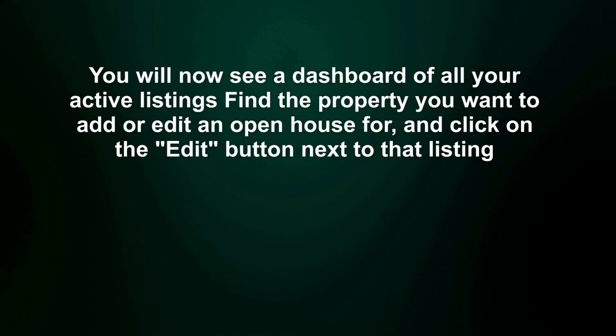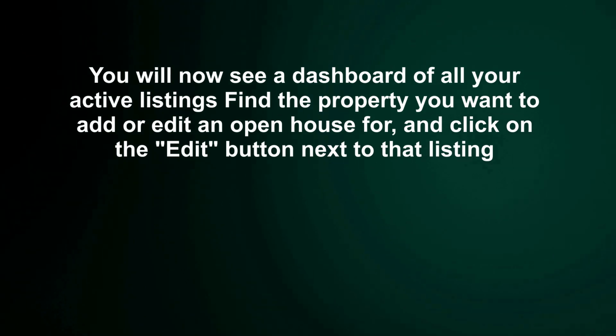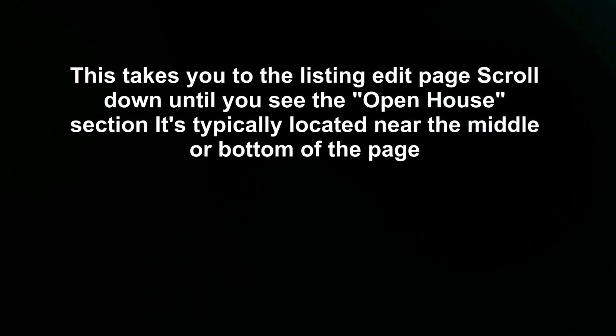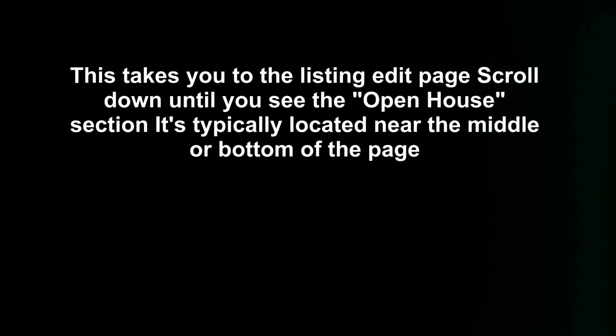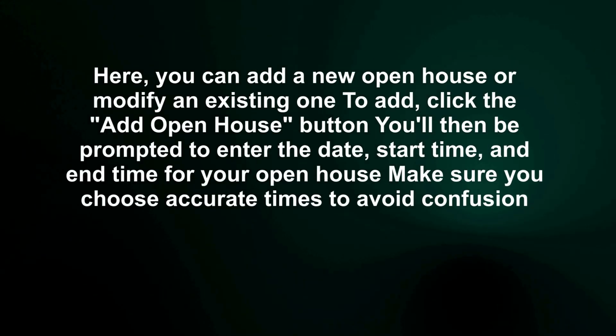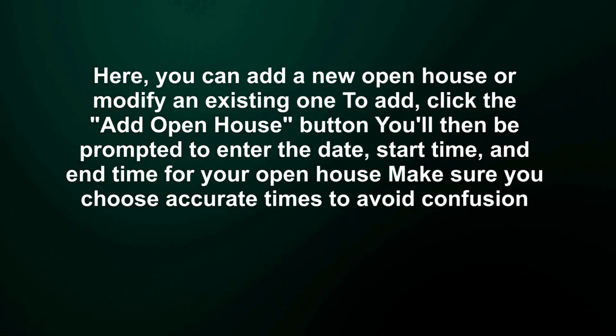Find the property you want to add or edit an open house for, and click on the Edit button next to that listing. This takes you to the Listing Edit page. Scroll down until you see the Open House section. It's typically located near the middle or bottom of the page. Here, you can add a new open house or modify an existing one.